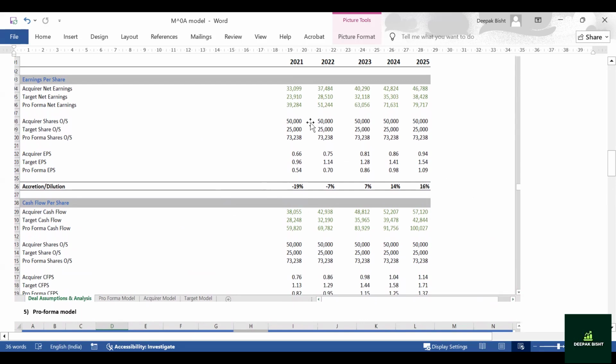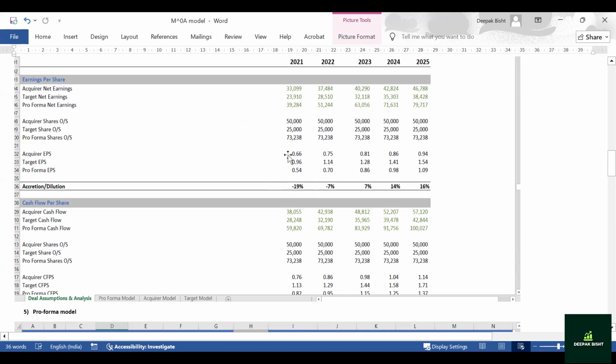The acquirer's net earnings and the acquirer's number of shares, the pro forma number of shares. If we divide the pro forma net earnings by the pro forma number of shares outstanding, we will get a pro forma EPS. And this will be lesser than the acquirer's EPS. So it will actually give us a negative. So this will give us a dilution impact. So understand this thing: we are talking from the perspective of the acquirer.